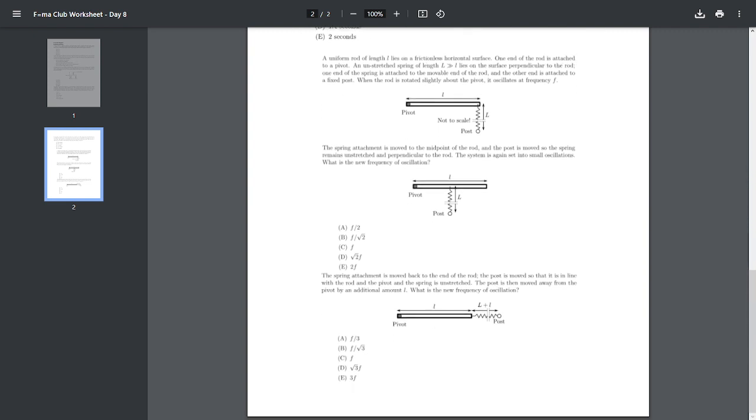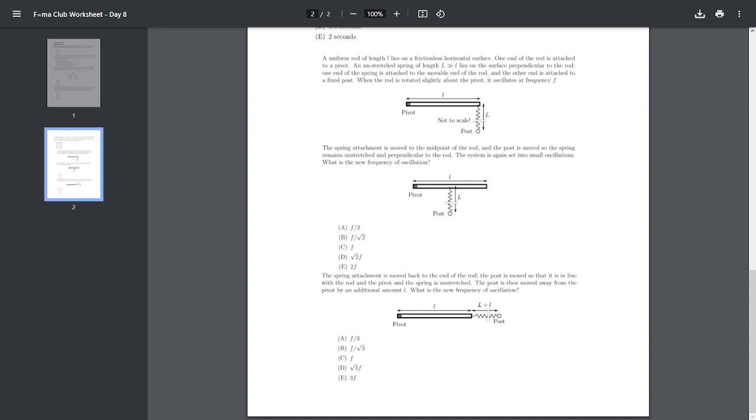Now for the hard ones. I actually had to do research on this. I don't even know if I can actually prove this properly, but we can just give it a shot. So, a uniform rod of length L lies on a frictionless horizontal surface. One end of the rod is attached to a pivot. An unstretched spring of length L, which is much greater than this length, lies on the surface perpendicular to the rod. One end of the spring is attached to the movable end of the rod, and the other is attached to a fixed post here. When the rod is slightly rotated about the pivot, it oscillates.